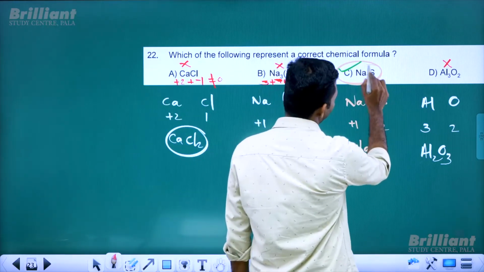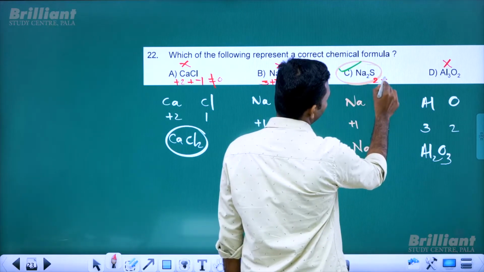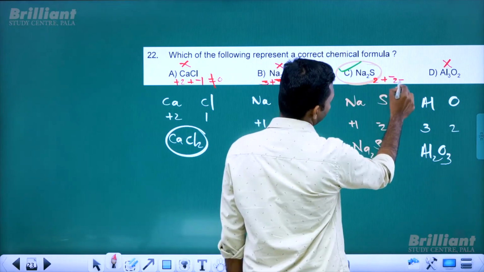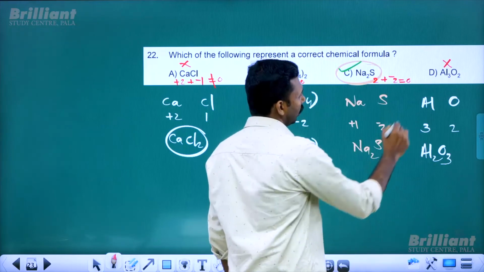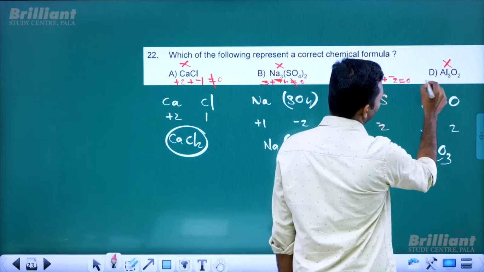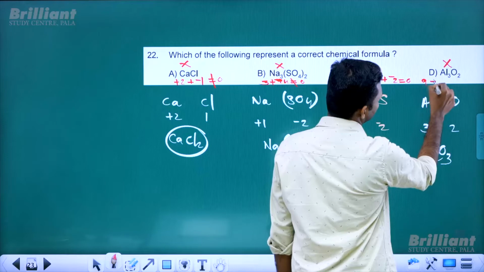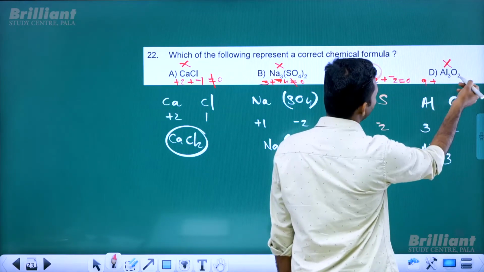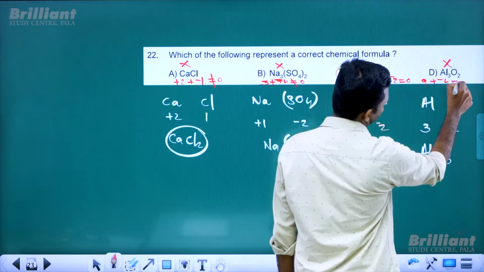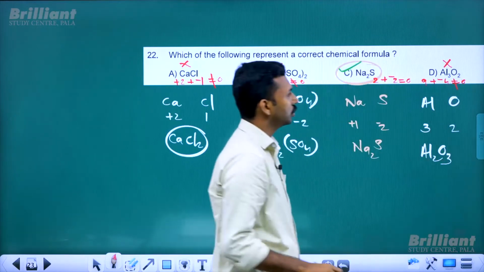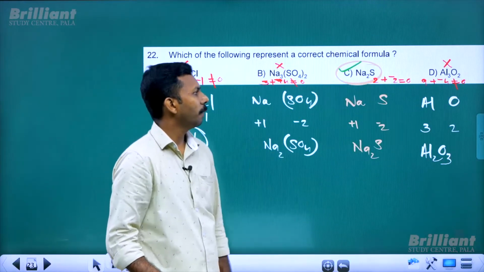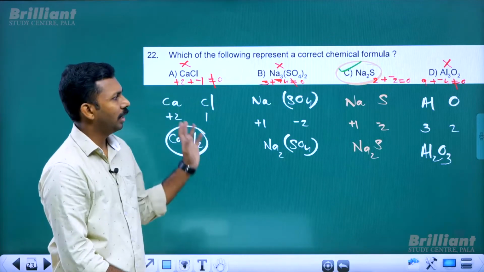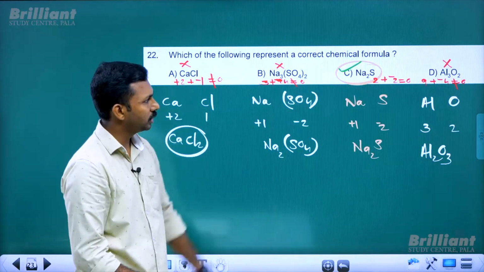Na2S, that is +1 into 2, 2 plus sulfur -2 is equal to 0. Yes, it is equal to 0. Aluminium +3 into 3, 9, 9 plus oxygen -2 into 2, -4. Is it equal to 0? Not equal to 0. So in that way also we can identify whether the given formulae are correct or not. So here the answer option is C, no doubt.